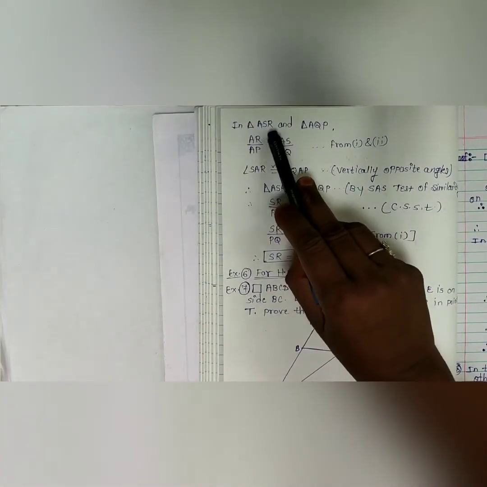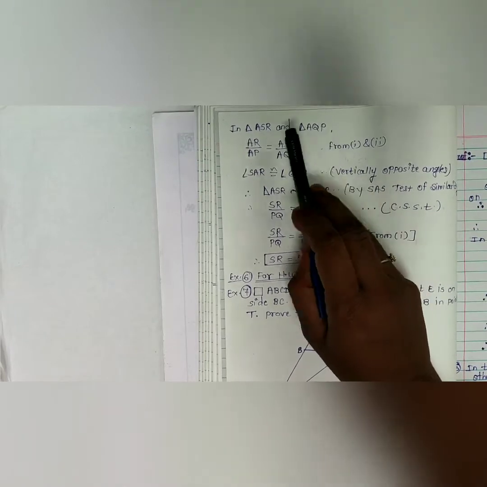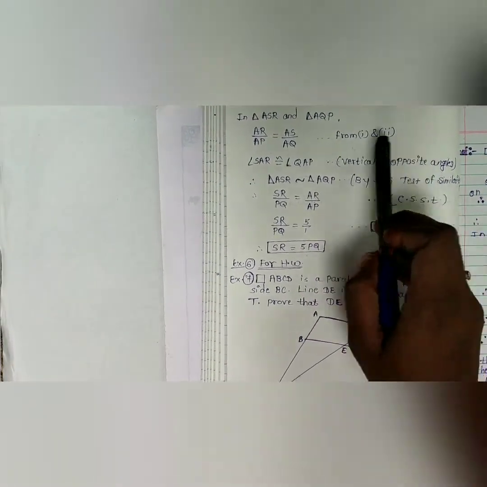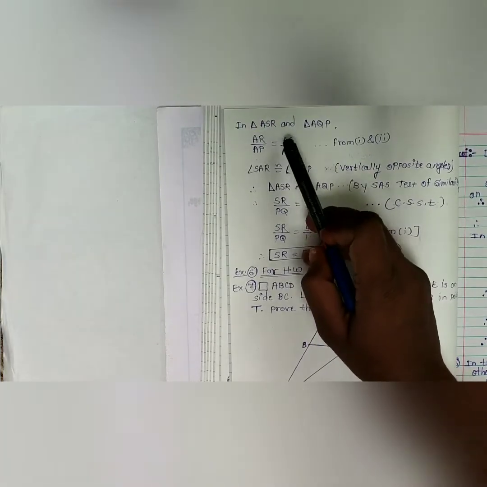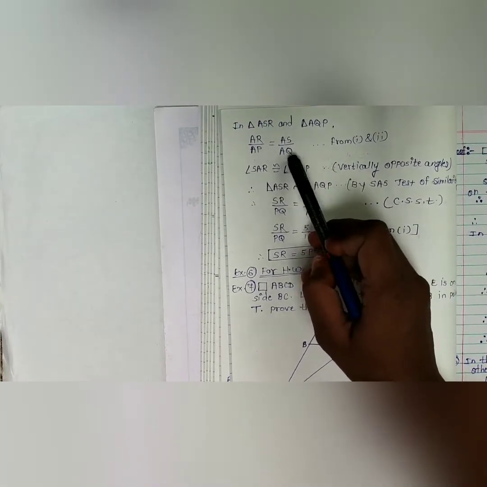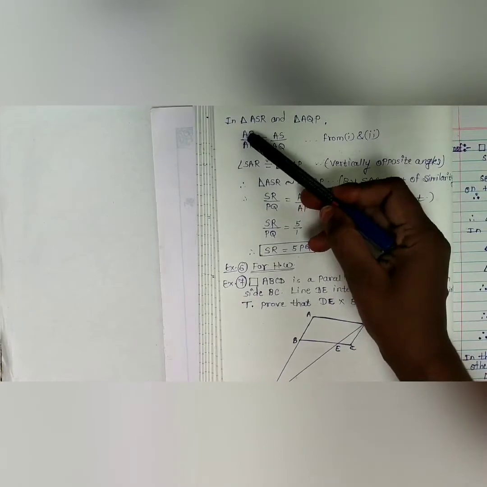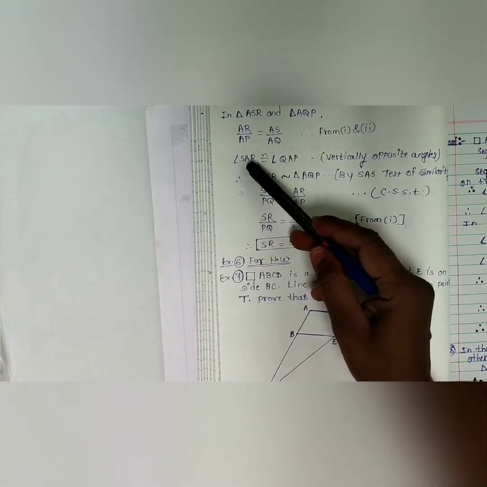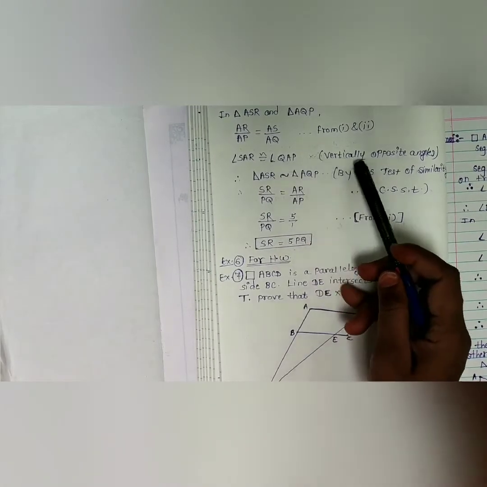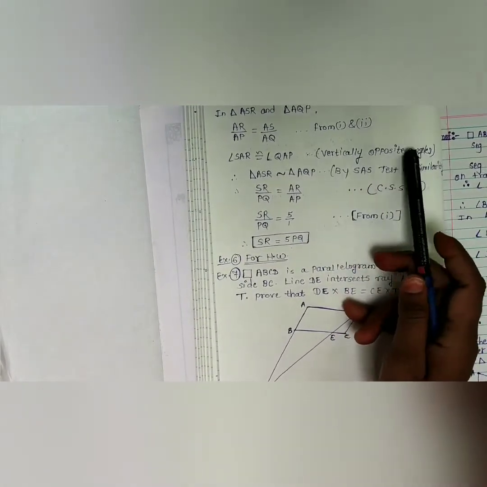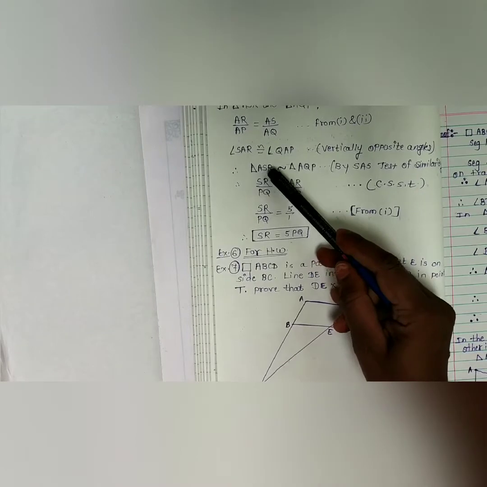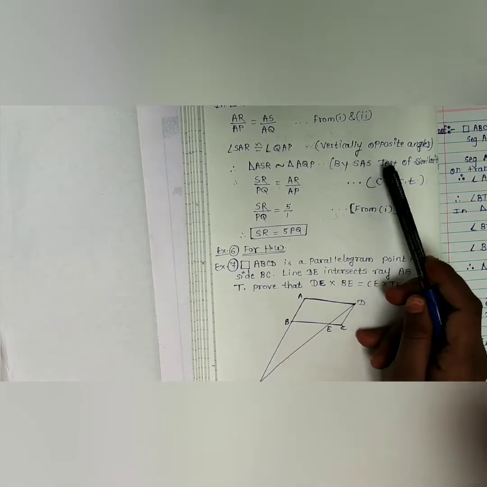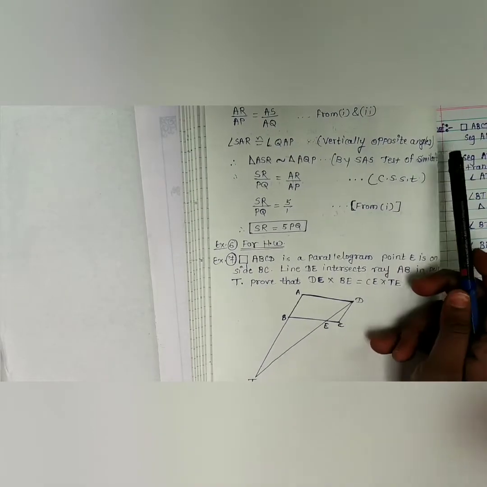In triangle ASR and triangle AQP, AR upon AP is equal to AS upon AQ from the first and second equations, because the value of AR upon AP is 5 upon 1 and also AS upon AQ is 5 upon 1. Therefore AR upon AP is equal to AS upon AQ, and angle SAR is congruent to angle QAP. What is the reason? Vertically opposite angles. Therefore, triangle ASR is similar to triangle AQP by the SAS test of similarity.